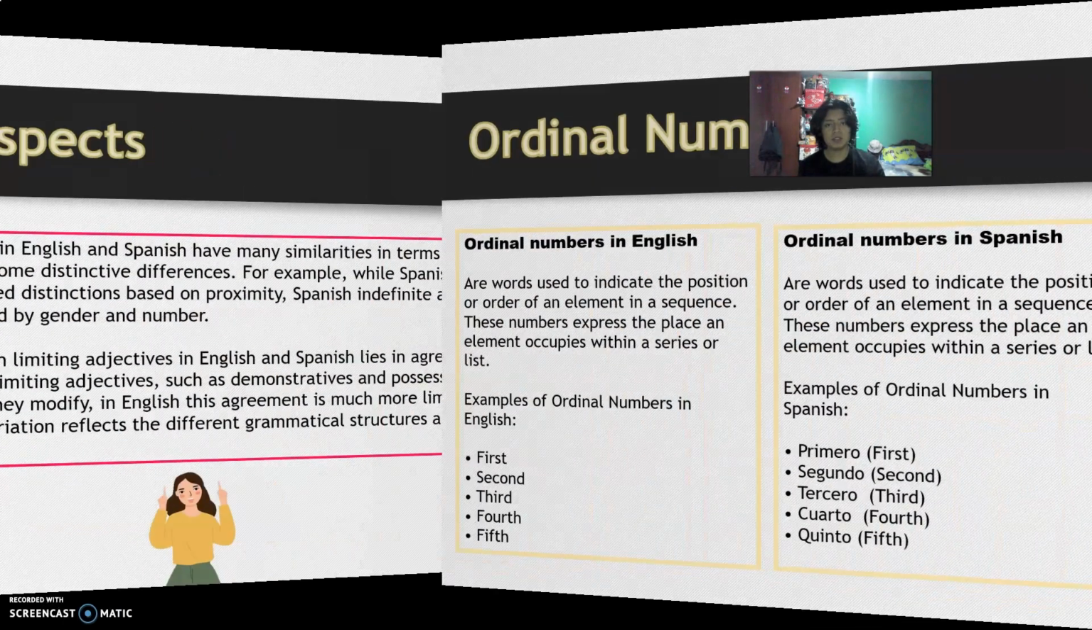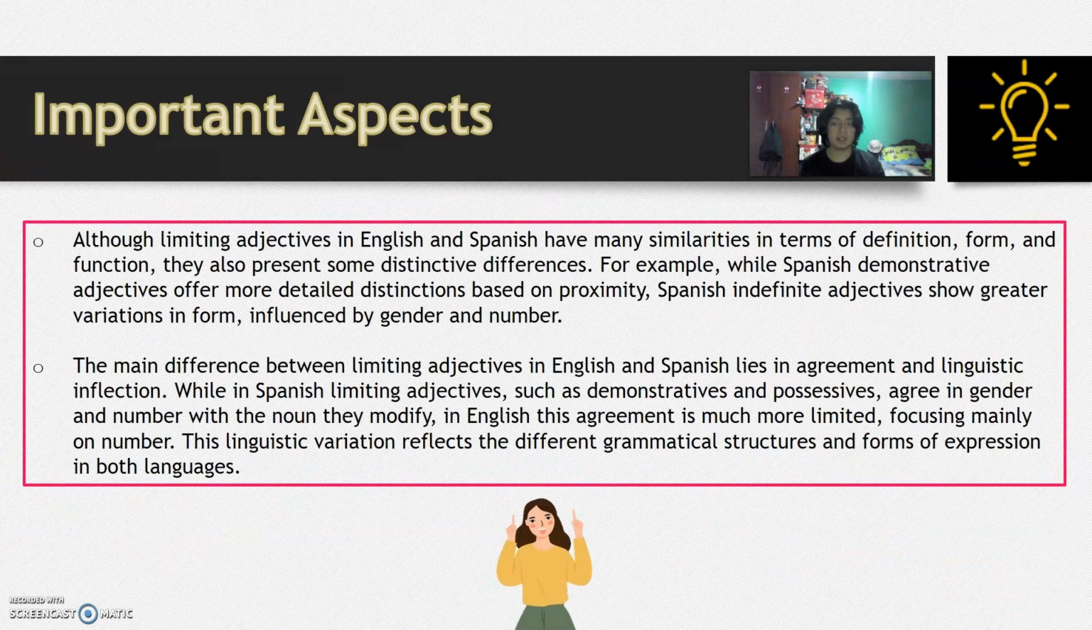Okay? Continue. We have the important aspects. The first important aspect is that although limiting adjectives in English and Spanish have many similarities in terms of definition, forms, and function, they also present some distinctive differences. For example, Spanish demonstrative adjectives offer more detailed distinctions based on proximity, and Spanish indefinite adjectives show greater variation in form influenced by gender or number.